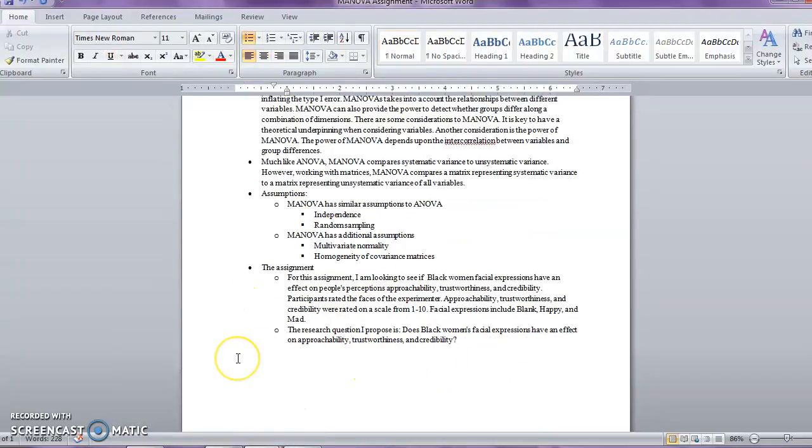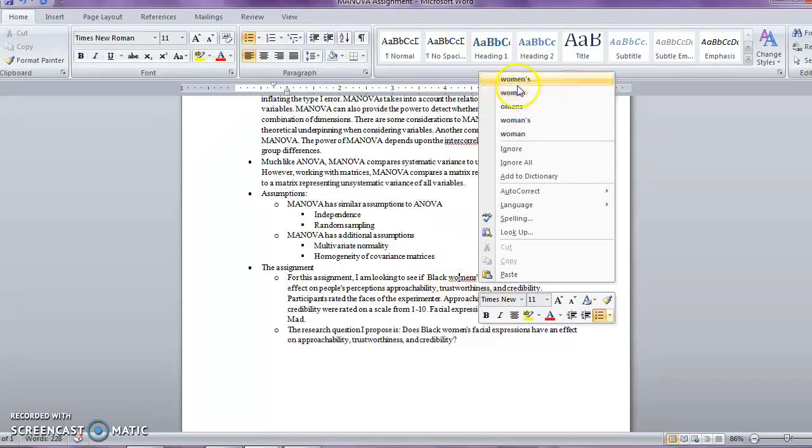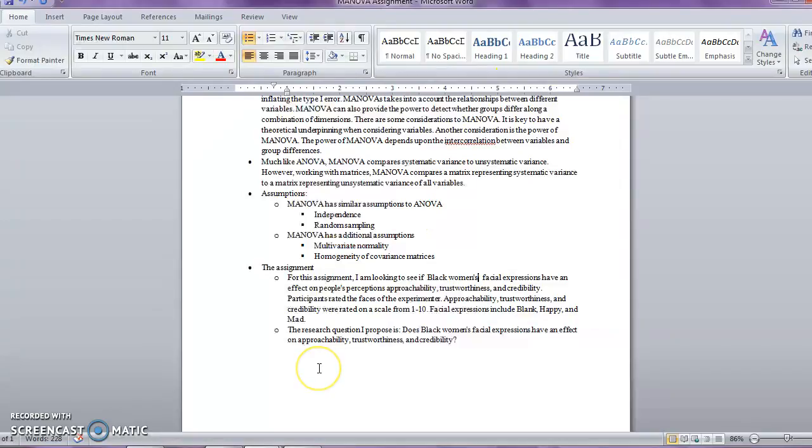Okay, so now moving on to the assignment. For this assignment, I'm looking to see if Black women's facial expressions have an effect on people's perceptions of approachability, trustworthiness, and credibility. Participants rated the faces of the experimenter, so me, and they also rated my approachability, trustworthiness, and credibility. These are rated on a scale from 1 to 10.